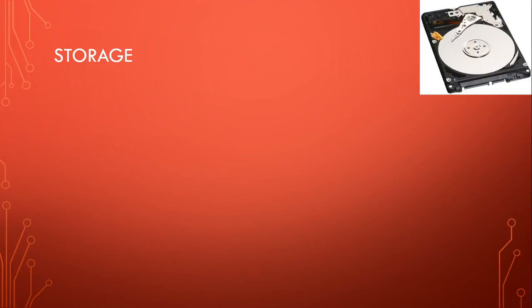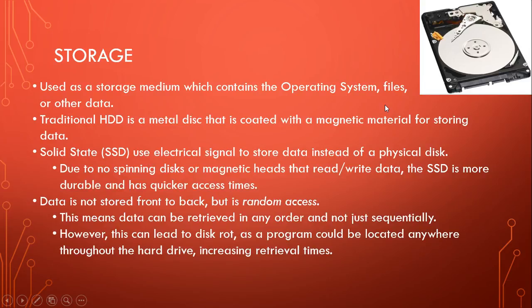Next up is storage. And we have an example of a storage module right here. That is a traditional hard drive. This is used as a storage medium, which contains things like your operating system, your files, and any other data that may exist. Now, a traditional hard drive is a metal disk that is coated with a magnetic material for storing data. So this circular thing that's in this corner, that's what's known as the platter. That right there is what your data gets written to.